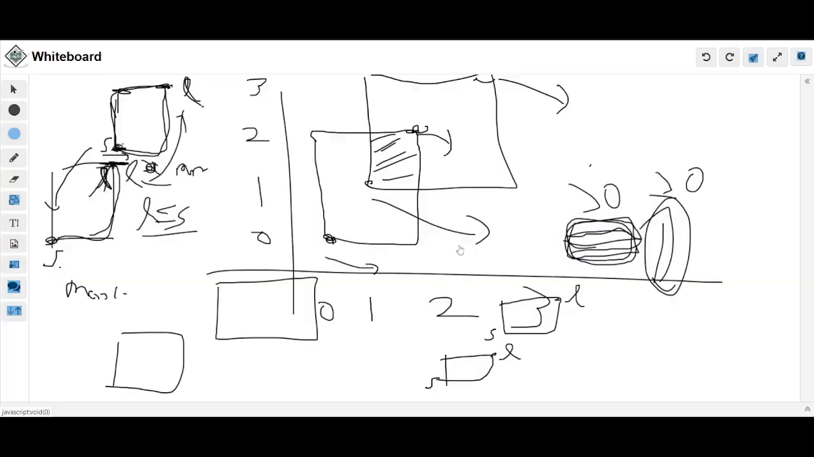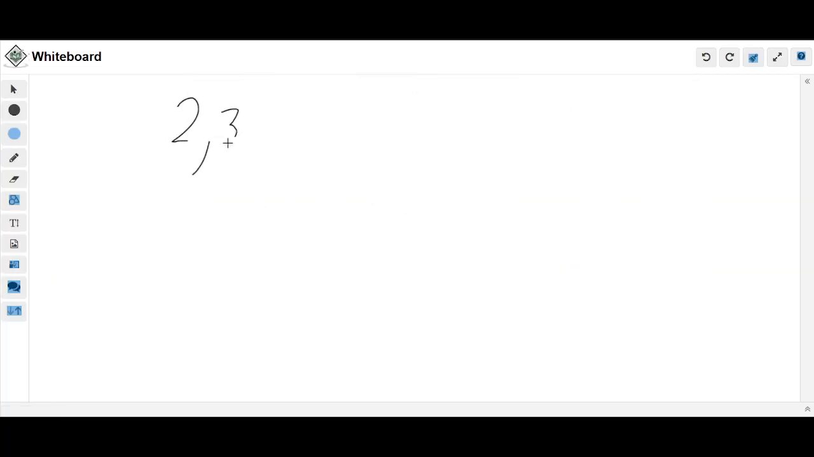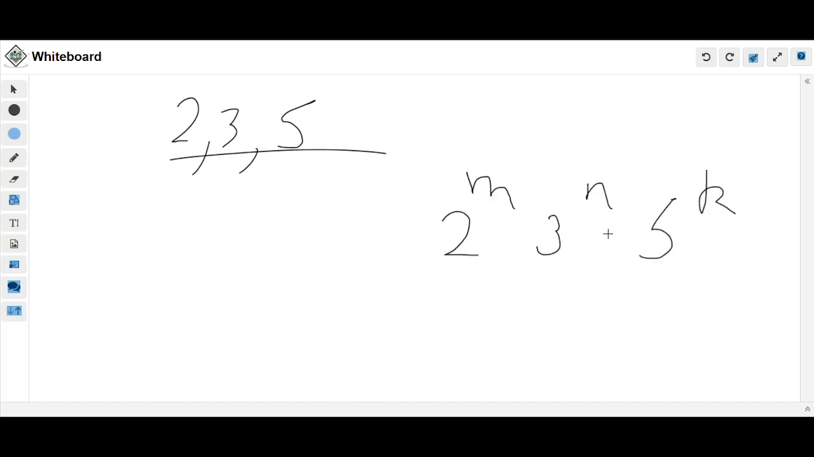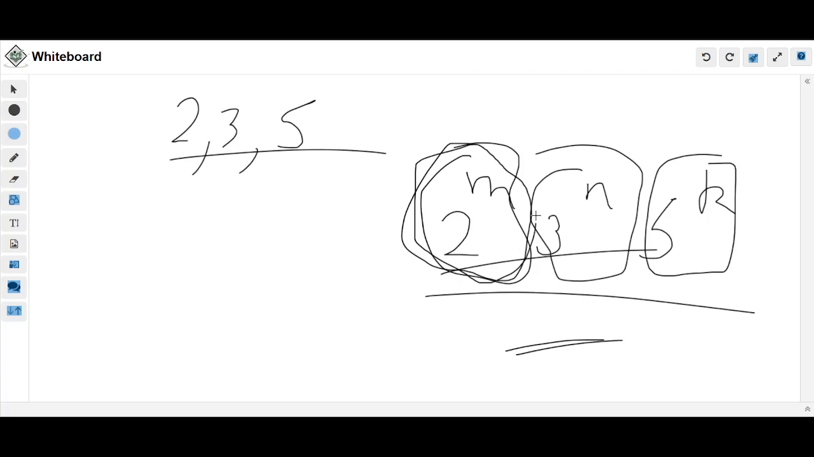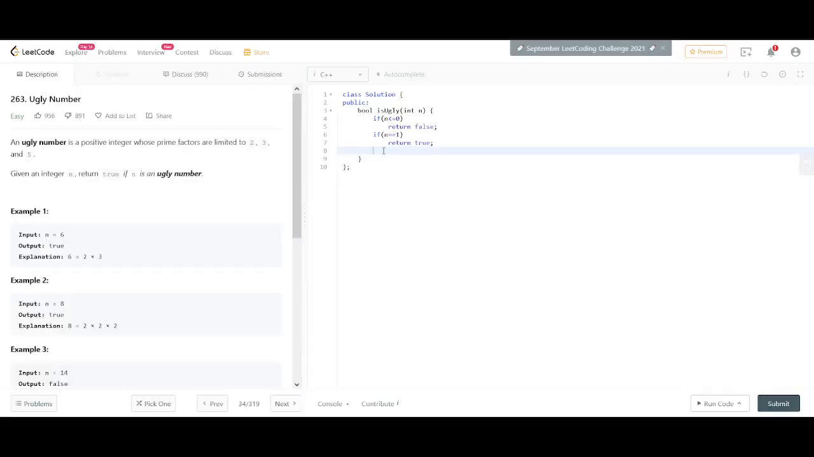So we have 2, 3 and 5. So an ugly number would be 2 raised to power m, 3 raised to power n, 5 raised to the power k, something like that. We try to divide this particular number by these and remove all those values, and we could simply say that we have removed all such values, and we can now move on to the next particular number.